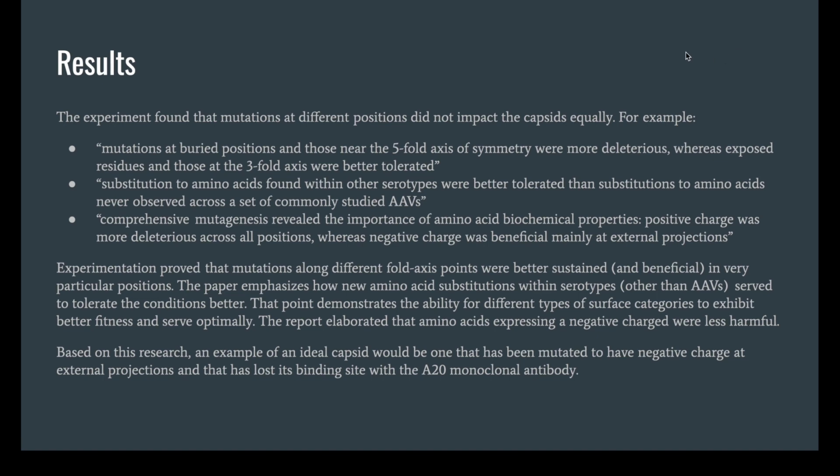Based on this research, the scientists discovered that an ideal capsid would be one that is mutated to have a negative charge at its internal projections and has also lost a binding site with A20 monoclonal antibody, which is one of the primary antibodies that attacks these capsids and is an issue for gene therapy projects.